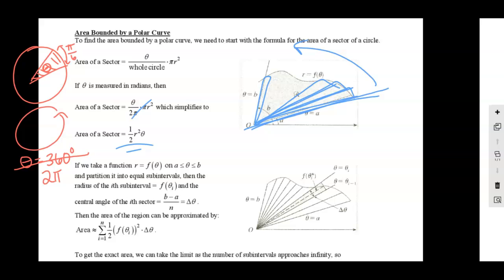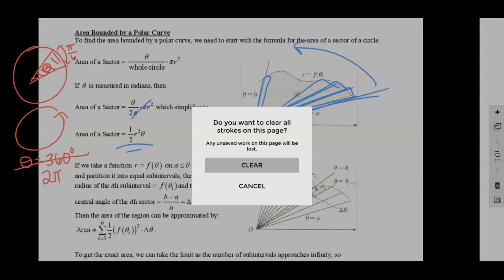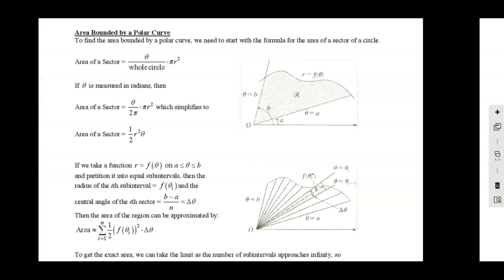And of course, as I have more and more and more, my estimation gets better and better and better. And then really, I'm going to want infinitely many of these little sectors. But instead of having the area of a rectangle, which is just height times width, here we're going to end up having that area of a sector, which is 1/2 r squared theta. Okay, so let's go look through this.